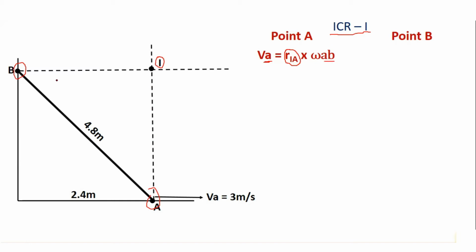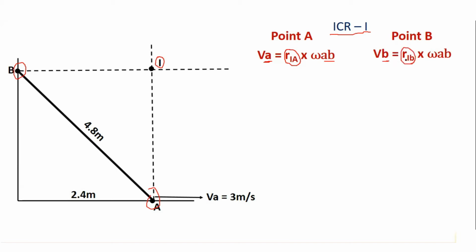Why AB? Because this point AB lies on link AB. There is only one link, so I will write omega AB. Similarly, I will write down the formula for B. So what I will get? I will get VB is equal to, because it is point B, RIB.